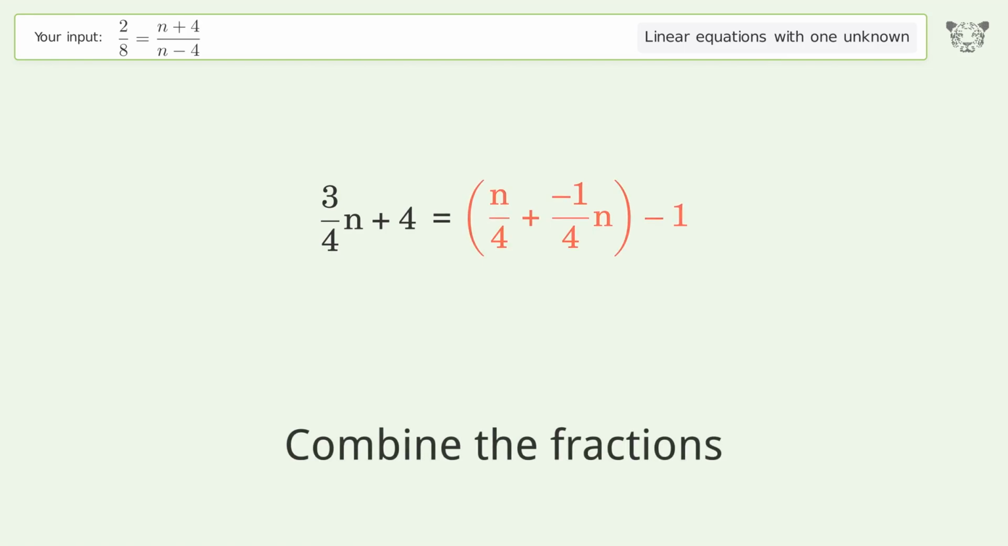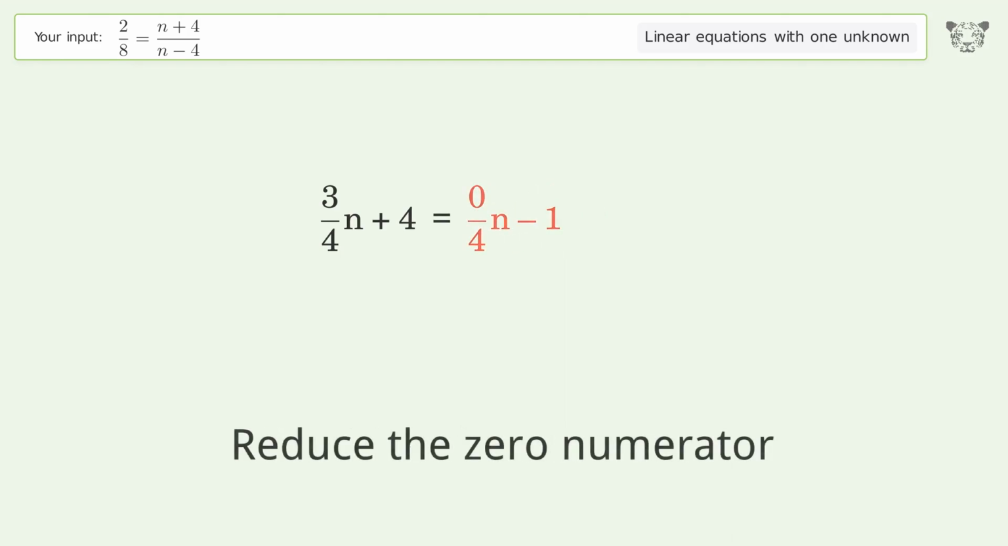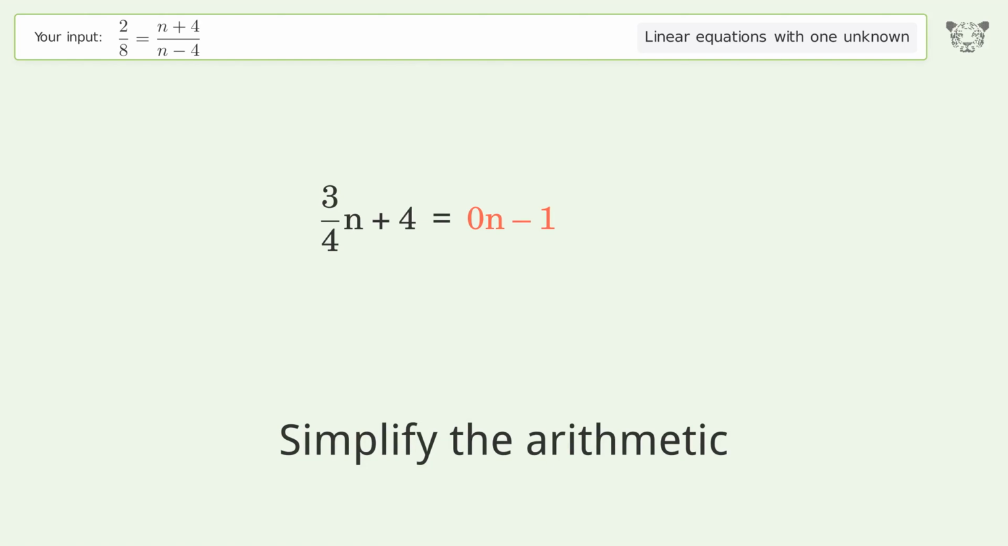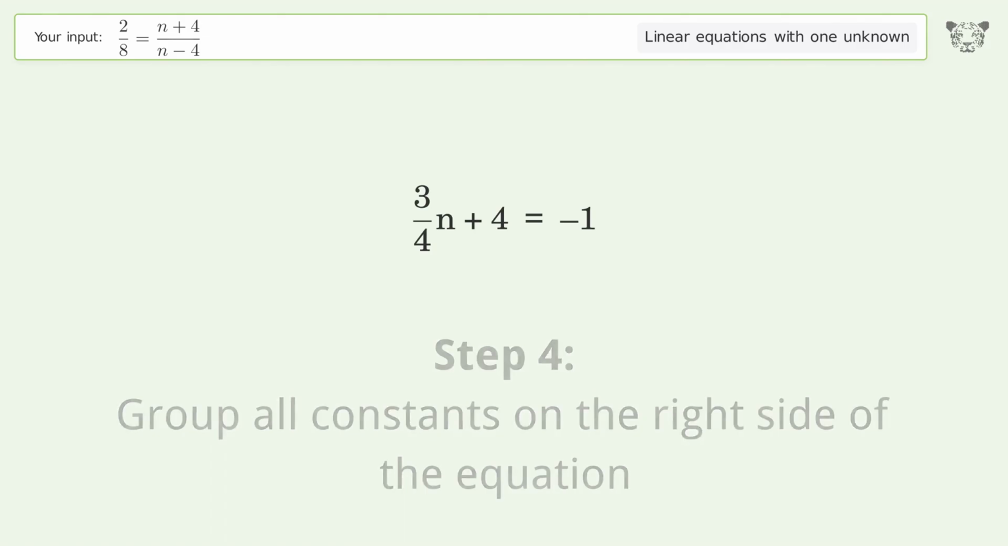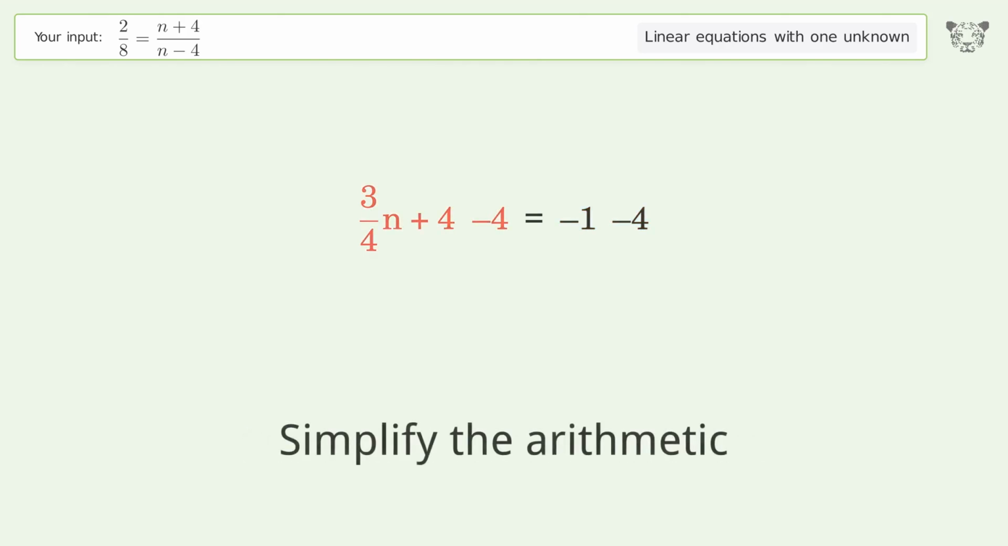Combine the fractions. Combine the numerators. Reduce the zero numerator. Simplify the arithmetic. Group all constants on the right side of the equation. Subtract 4 from both sides. Simplify the arithmetic.